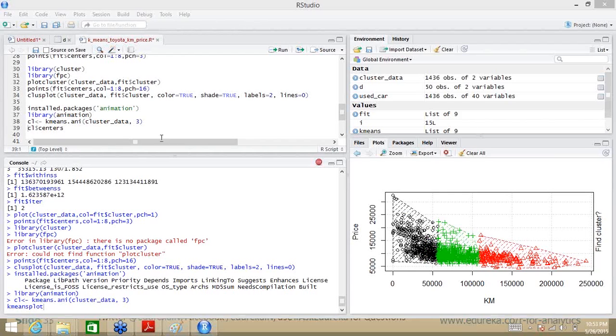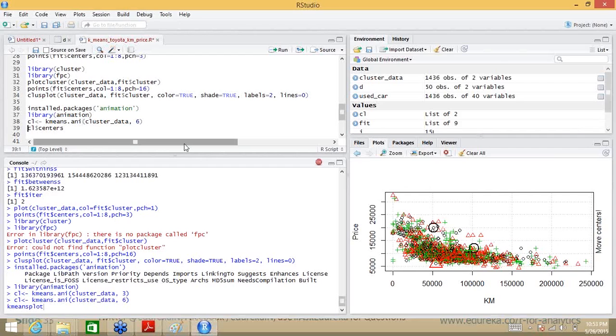If I make it, for example, 6, it makes it into 6 different clusters. So again, it'll try to make it like, see how the center keeps shifting, friends. I want you to pay attention to this. The center keeps shifting here. So the animation is pretty rich out here.